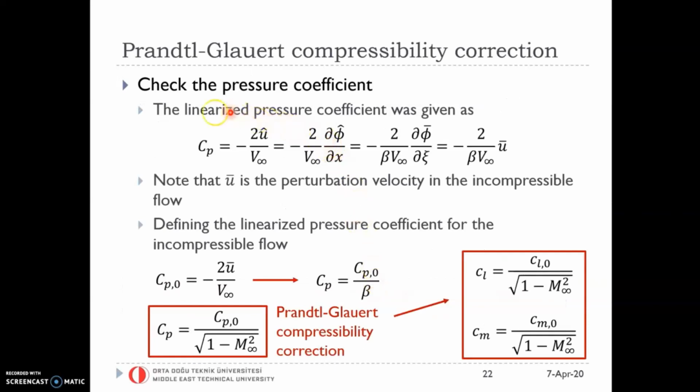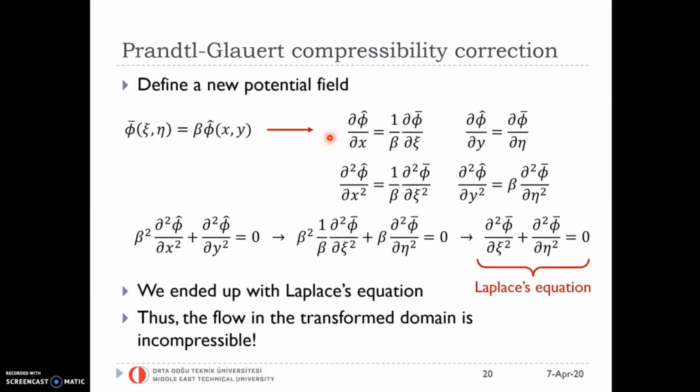Now in the physical domain it was derived as shown here. This pressure coefficient was equal to -2 times u hat, that's actually the perturbation velocity in x direction over V infinity, or we can represent it in terms of the velocity potential phi hat, which is -2 over V infinity times d phi hat over dx. And now we can use a previously achieved relation such that this d phi hat over dx is equal to 1 over beta times d phi bar over d xi.